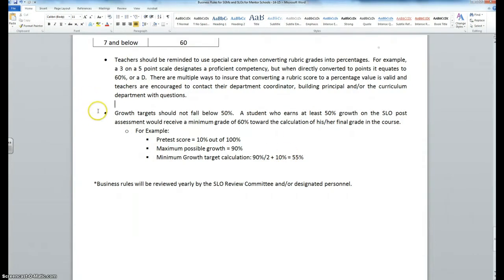This is a very common model, and your PLC might decide to use that. If you have other ideas about creating growth targets, feel free to contact me or to talk to somebody on the SLO review committee. And the important thing is to try to do this in conjunction with other members of your PLC.